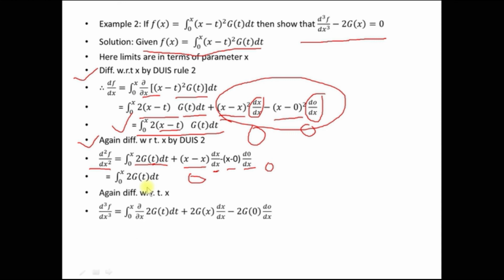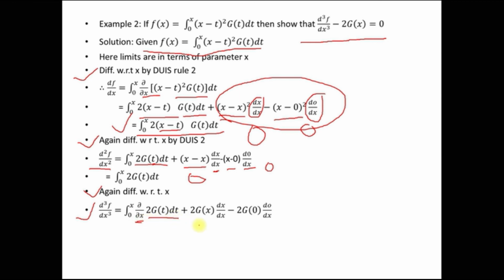Okay, so it means that again we get an integral. So again we are going to apply DUIS rule. Okay, so again by differentiating with respect to x, on the left hand side it will become d cube f by dx cube, is equal to integral from 0 to x, by applying DUIS we are going to differentiate this partially with respect to x, 2 g of t dt.